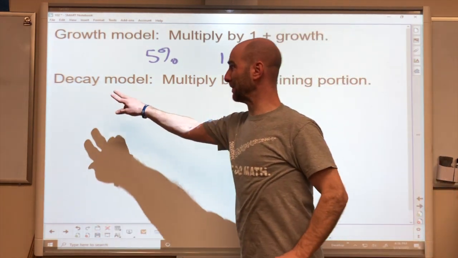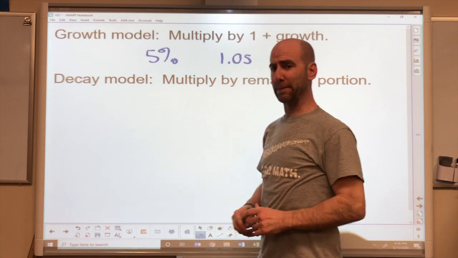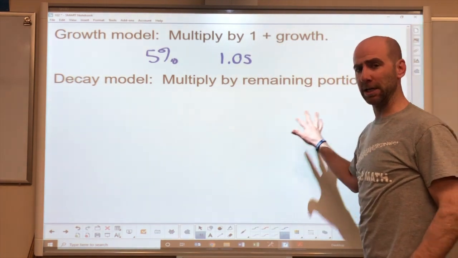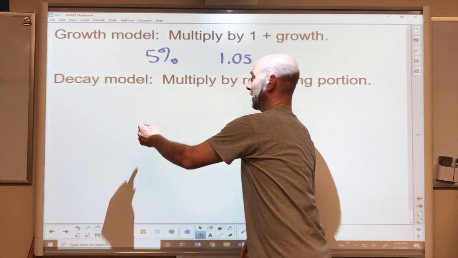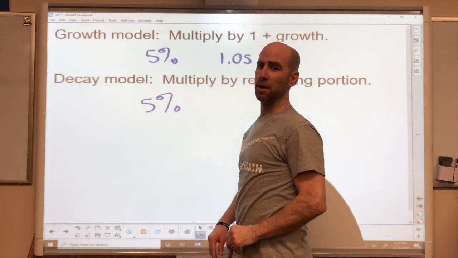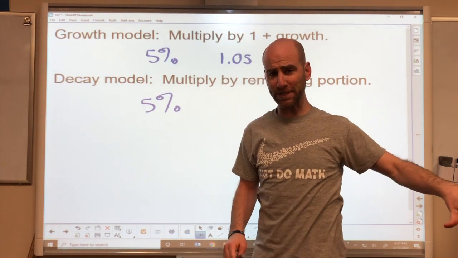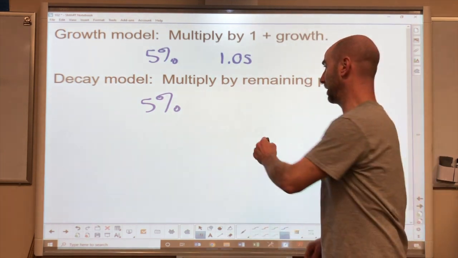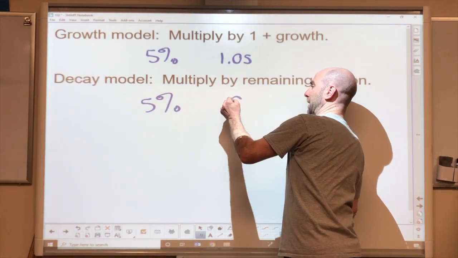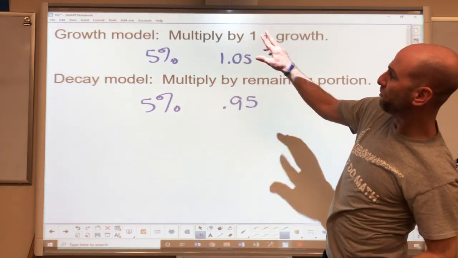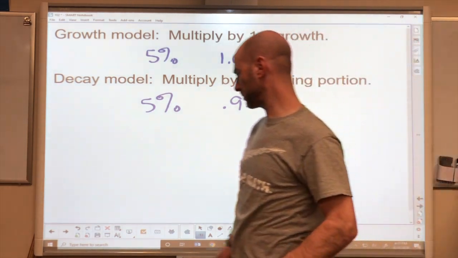Now, if something is decaying over time, you multiply by the remaining portion. So here's an example. If something was decaying by 5%, well, that means it's losing 5%, so how much is remaining? And the answer is 95%. So you multiply by 0.95. So growth model, decay model.